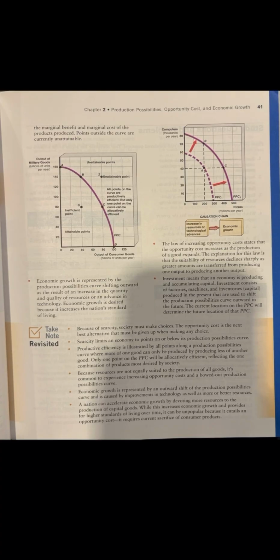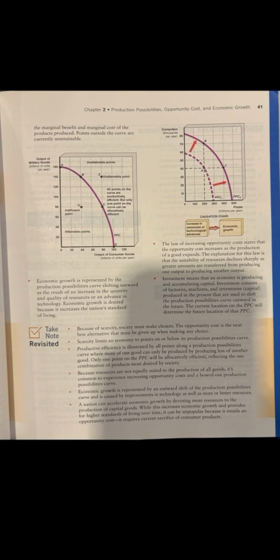Investment means that the economy is producing and accumulating capital. Investment consists of factories, machines, and inventories: capital produced in the present and used to shift the production possibility curve outwards in the future. The current location on the PPC will determine the future location of that PPC.